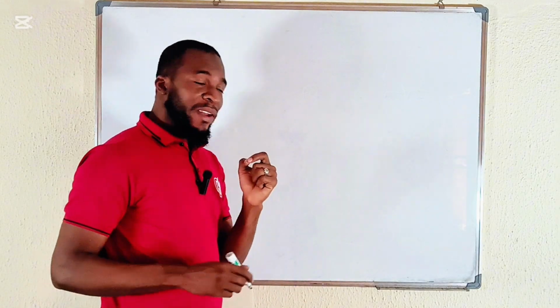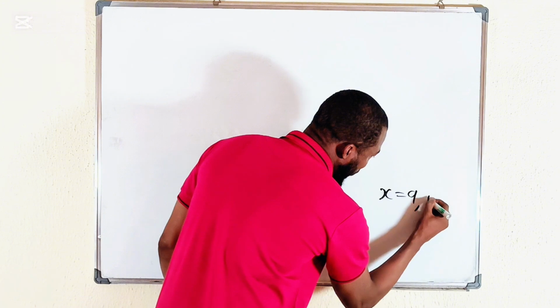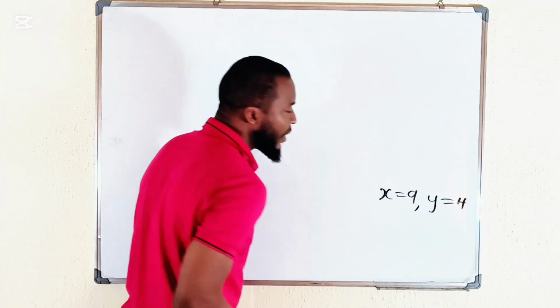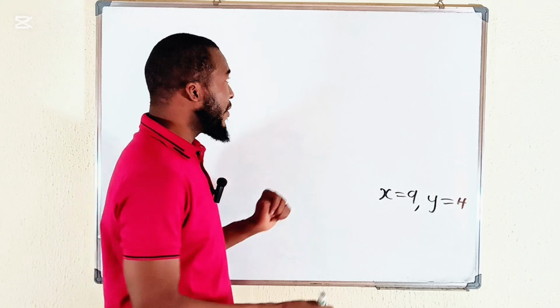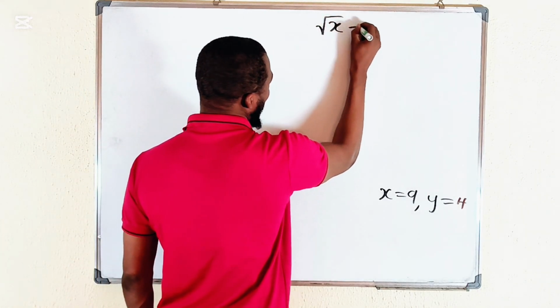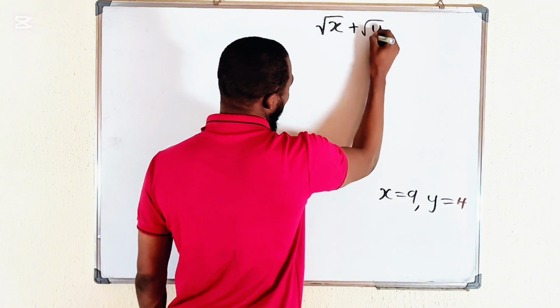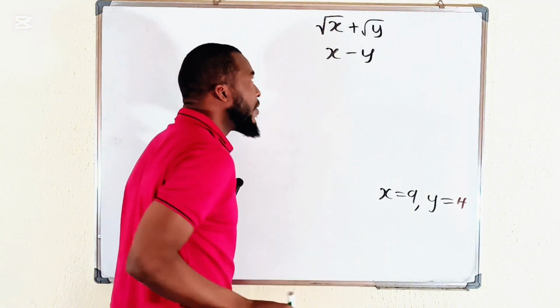I would like my final answer to be x equal to 9 and y equal to 4. I'm going to form a system of equations. Let's start with the first one. I would like the first one to be the square root of x plus the square root of y. Then the second one should be x minus y.